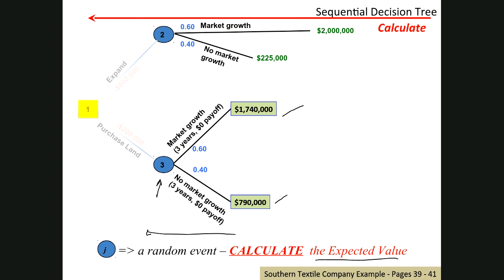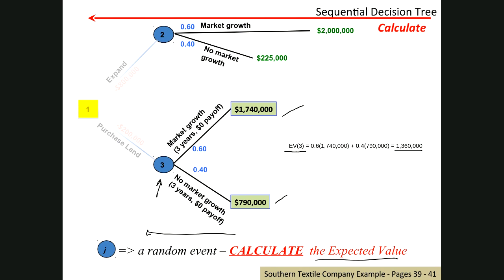And doing that arithmetic, that comes out to be 1,360,000. So 1,360,000, and that is the expected value at location 3. So expected value at location 3 is 1,360,000.